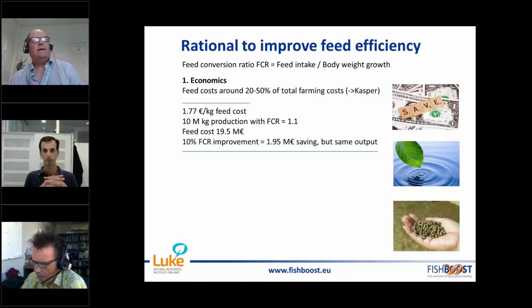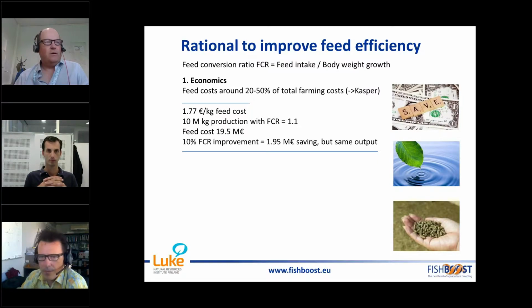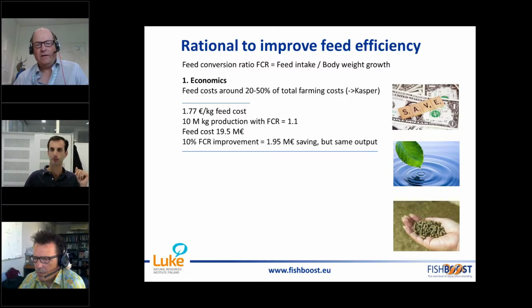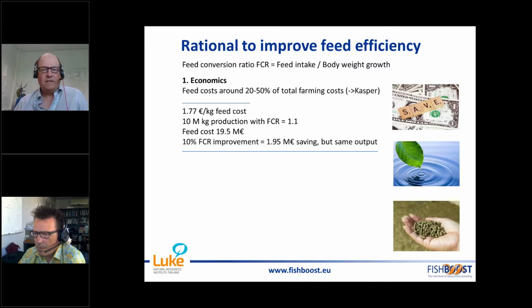Okay, so let's start. Most of you probably know the reasoning why we are interested in feed efficiency, but here come the very basics. Let's start with the definition of feed efficiency. One way to define it is the feed conversion ratio, which is simply feed intake divided by body weight growth. These two components, feed intake and body weight growth, are the two fundamental components of feed efficiency. It's really about input, what we get through the feed, and then the output, what we get out of the farm.